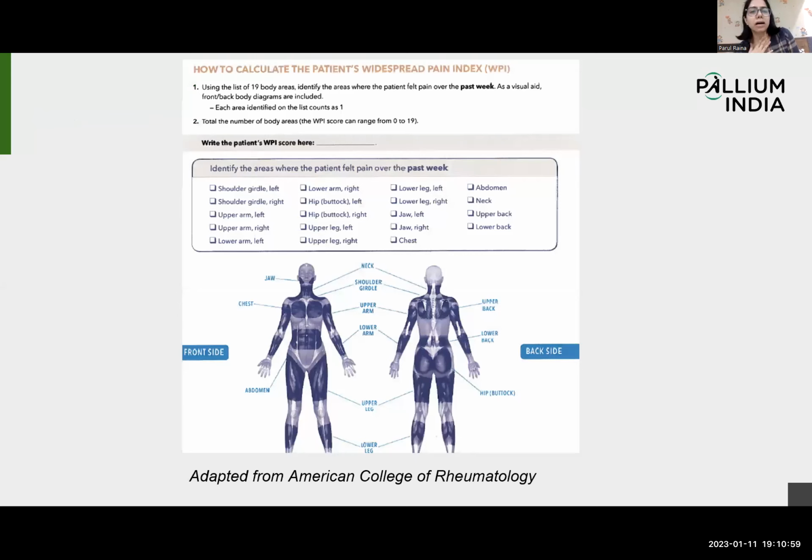Next slide. This has been adapted from the American College of Rheumatology regarding how to calculate the patient's widespread pain index. Here, we usually ask the patient over the past 1 week in which body areas the patient is having pain, and you just score depending upon how many areas the patient is having pain. Next slide, please.